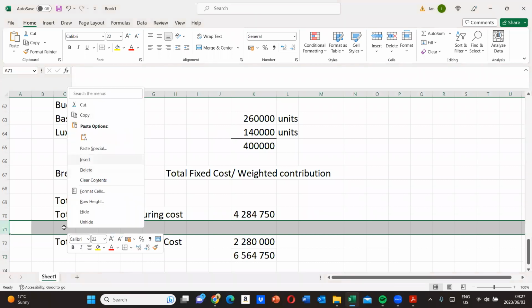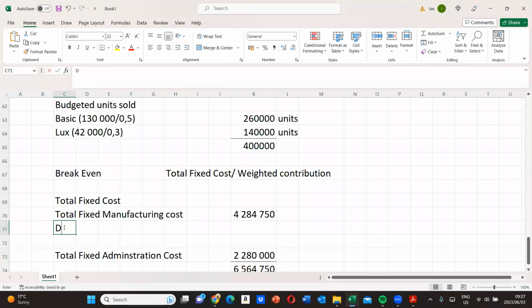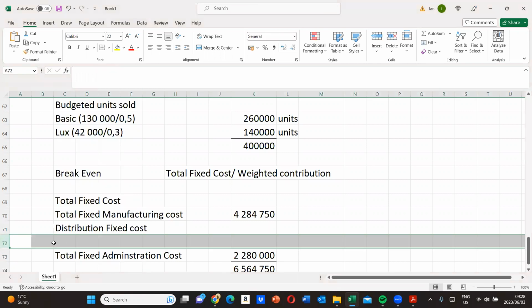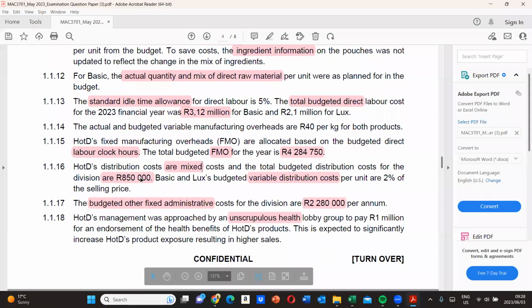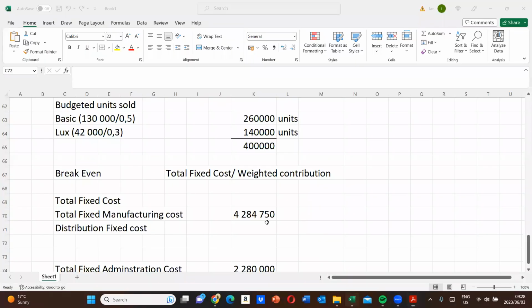All right. So let's work out distribution fixed cost. It's important. So how are we going to work out the distribution fixed cost? There are so many ways that we could have done it. Someone could have taken, you can see now the total cost that we have there is 850. You're told the distribution costs are sitting at 850, but they are mixed costs.